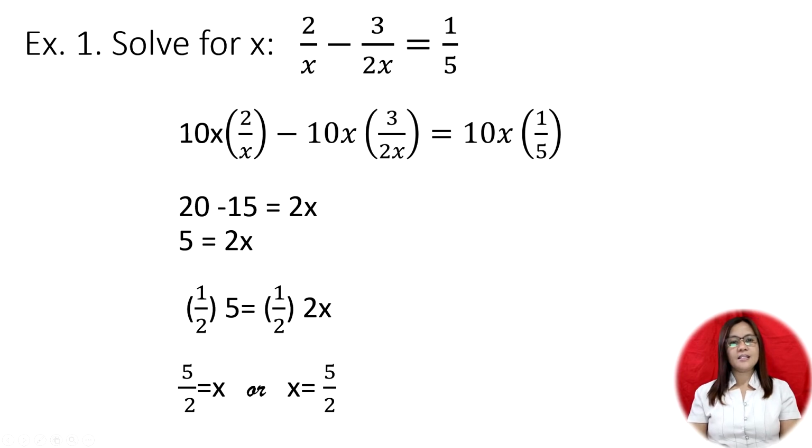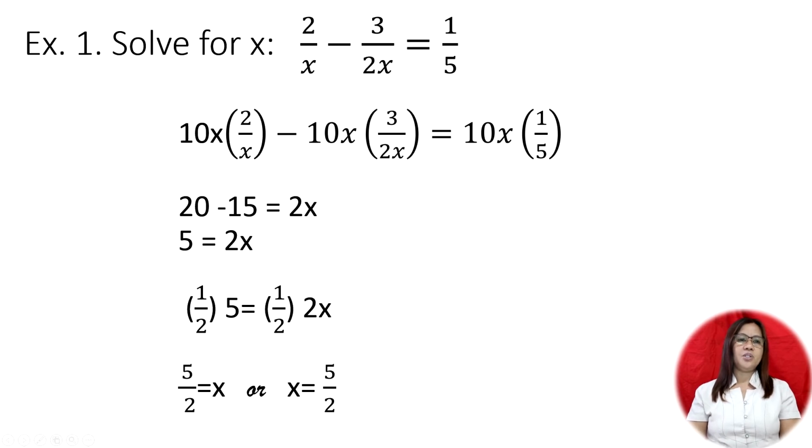Cancel x, so we have 10 times 2 is equal to 20, and negative 10 times 3 divided by 2 is equal to negative 15, and 10x divided by 5 is equal to 2x. 20 minus 15 is equal to 5, which is equal to 2x. Multiplying both sides by 1/2, we have 1/2 times 5 is equal to 1/2 times 2x. So 5/2 = x, or x = 5/2.